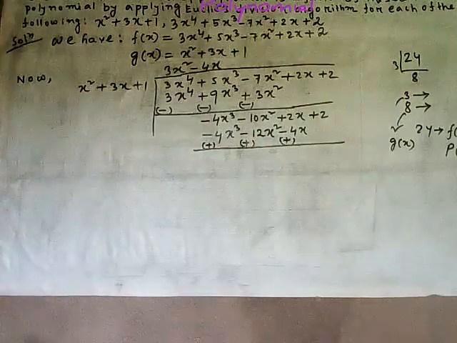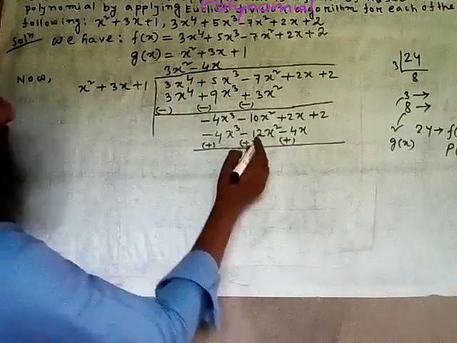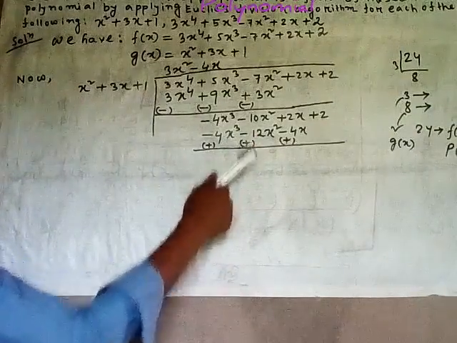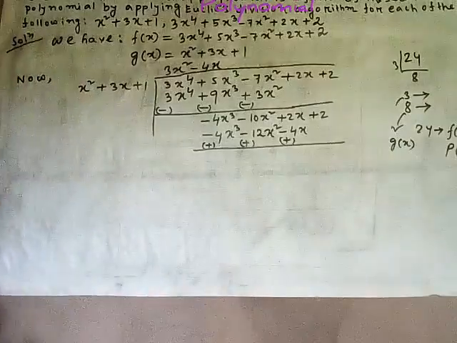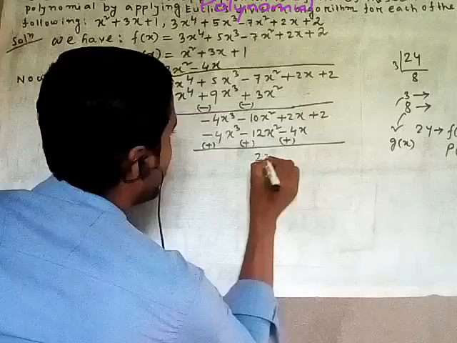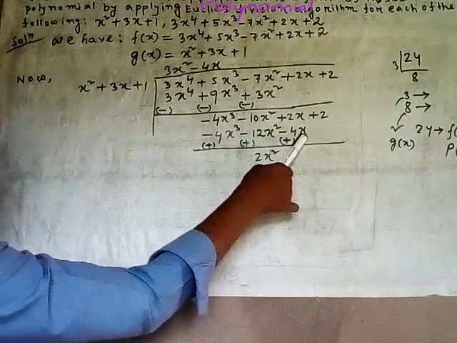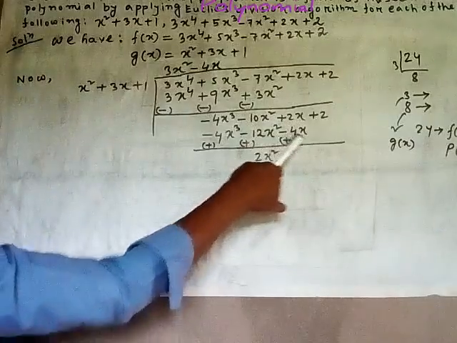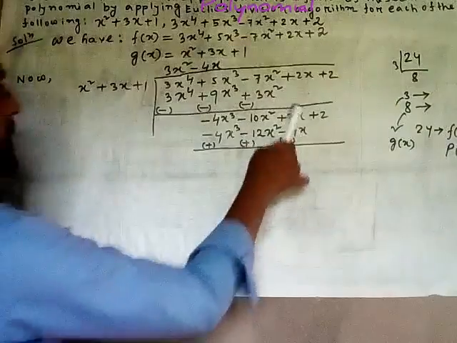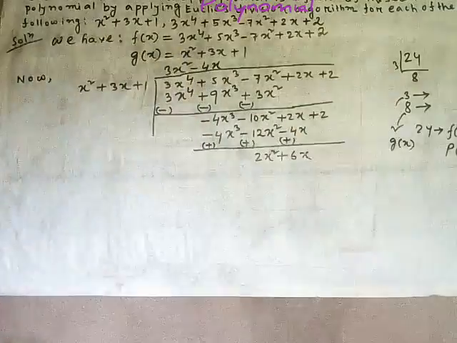Also we have to see the greater number between these two. The greater number is 12, before it the symbol is plus, so we can put here plus. If you don't put it, also no problem. So 12 minus 10, 2x square. Here is plus 2x, here is plus 4x. 4 plus 2 how much? Plus 6x plus 2.